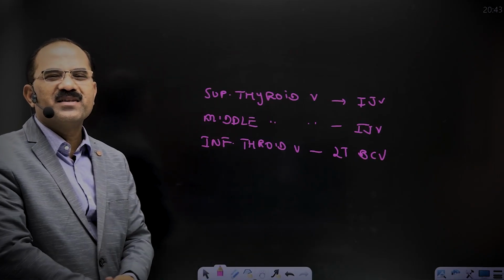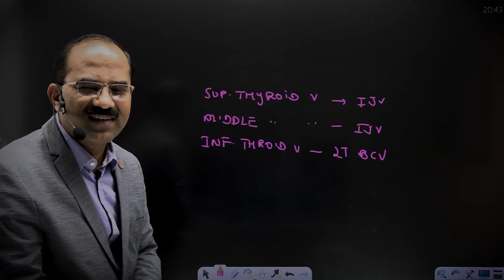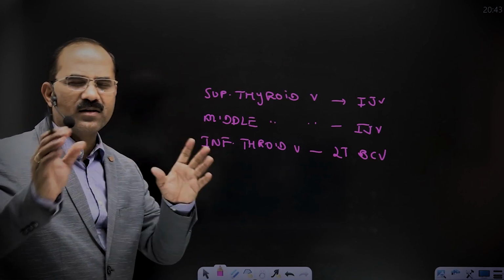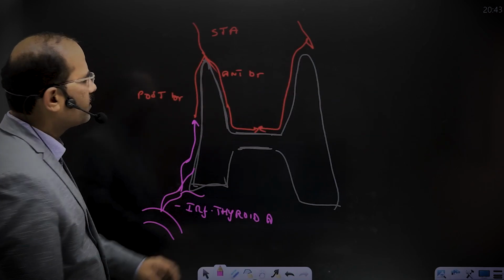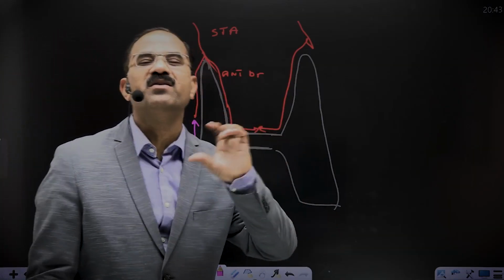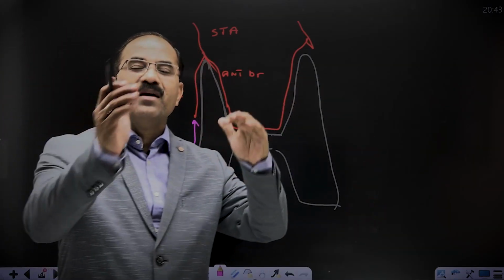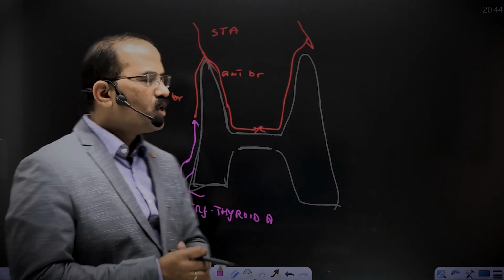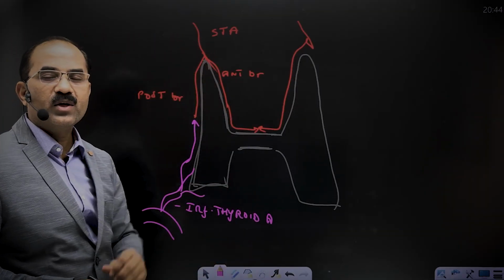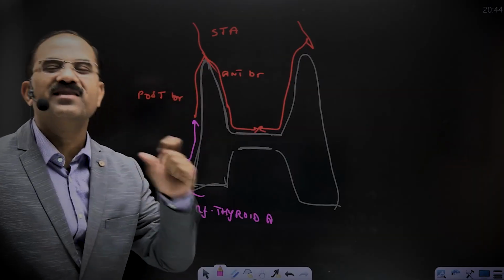Clear, students, about the thyroid? Relations are clear, borders are clear, isthmus is clear. Now, there's something else here. There are two nerves which are very closely related to these arteries, which makes the surgery of this thyroid very important. Along the superior thyroid artery goes a nerve. That's the external laryngeal nerve.